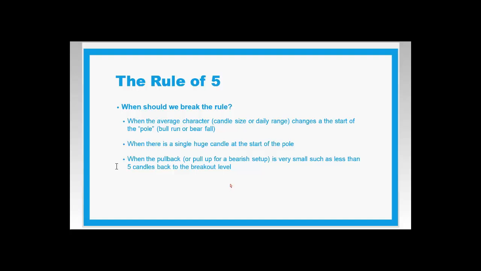And also when the pullback, or if it's a bearish, the pull up, are very, very small. In other words, when they're flat, that will sometimes throw the rule of 5 out of whack. But in general, it's a very good rule.